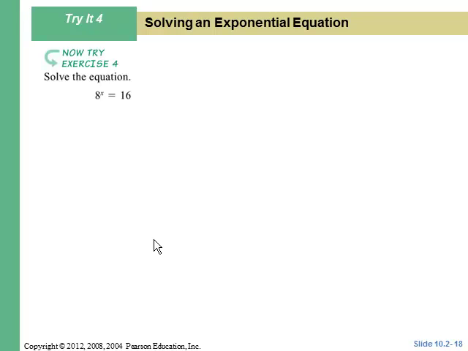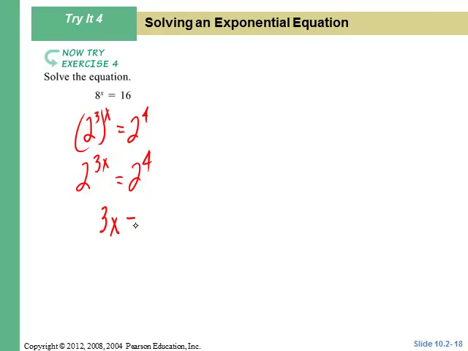Next one. This is 2 to the third x. This is 2 to the fourth. 2 to the 3x equals 2 to the fourth. 3x equals 4. When the bases are the same, the powers can be compared. X equals 4 thirds.